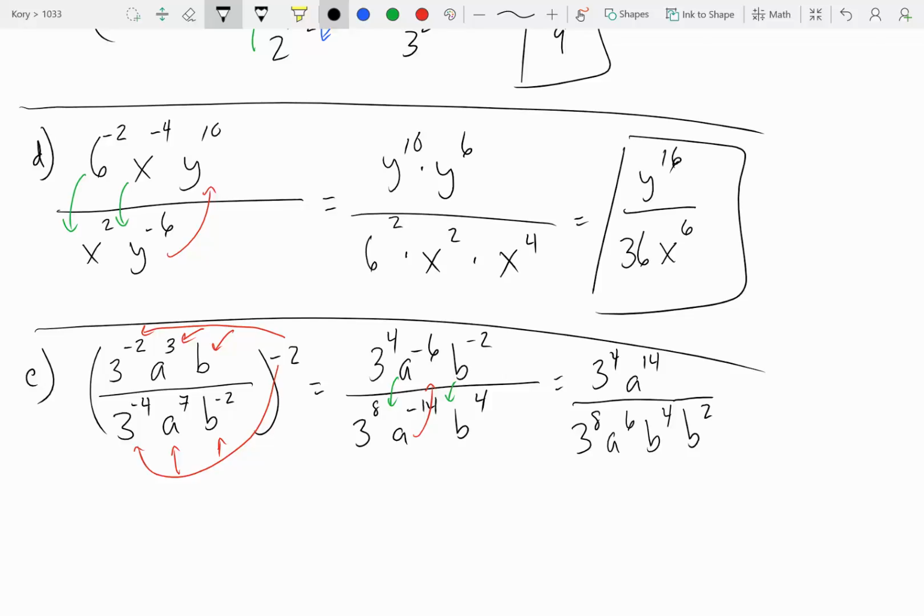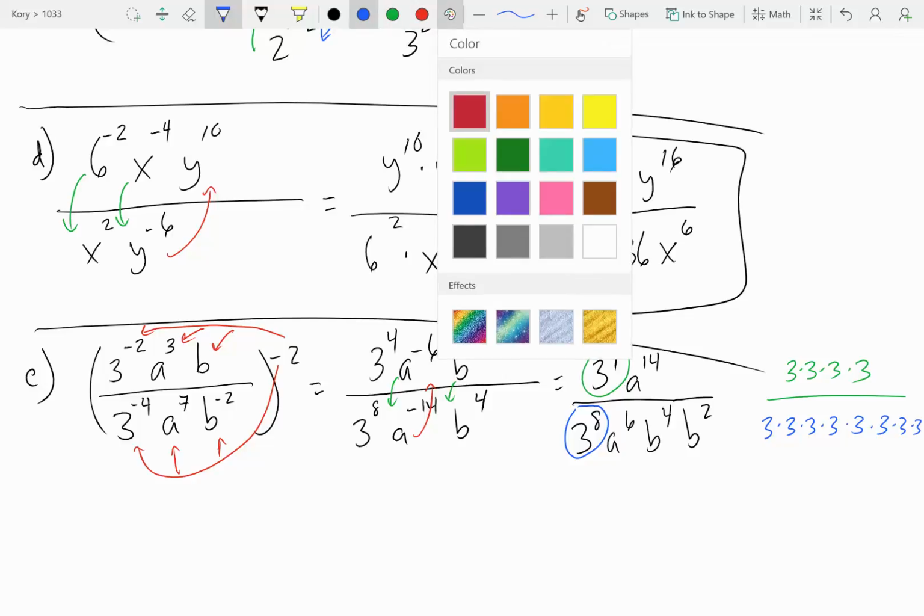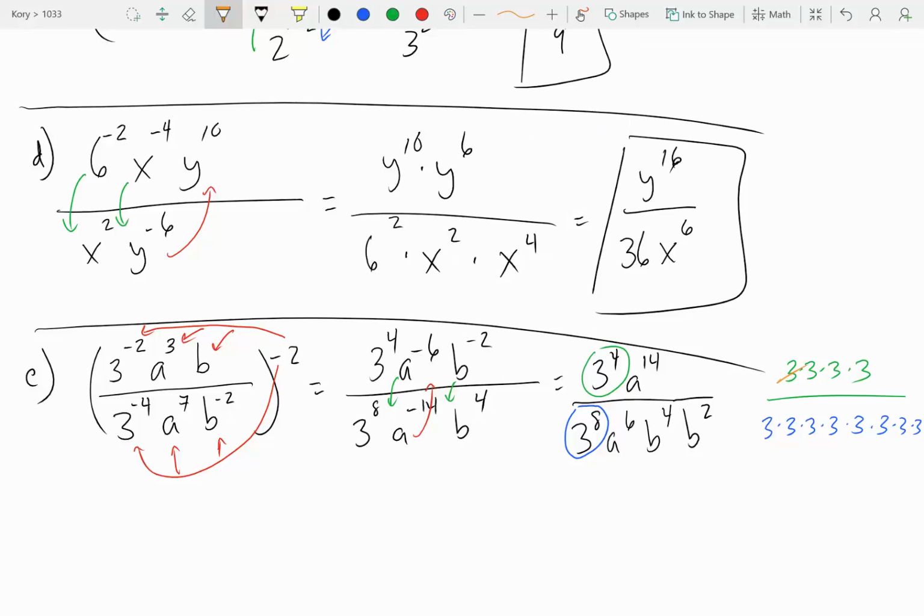Alright, now let's simplify the letters. And we can also simplify the numbers, because 3 to the power of 4 is 3 times 3 times 3 times 3. And then 3 to the power of 8 is 3 times 3 times 3 times 3 times 3 times 3 times 3 times 3. And remember, we can cancel ones out that are alike. So we can cancel out that one, that one, that one, that one. So we're left with nothing on top for the 3's, and we're only left with 3 to the power of 4 on the bottom.